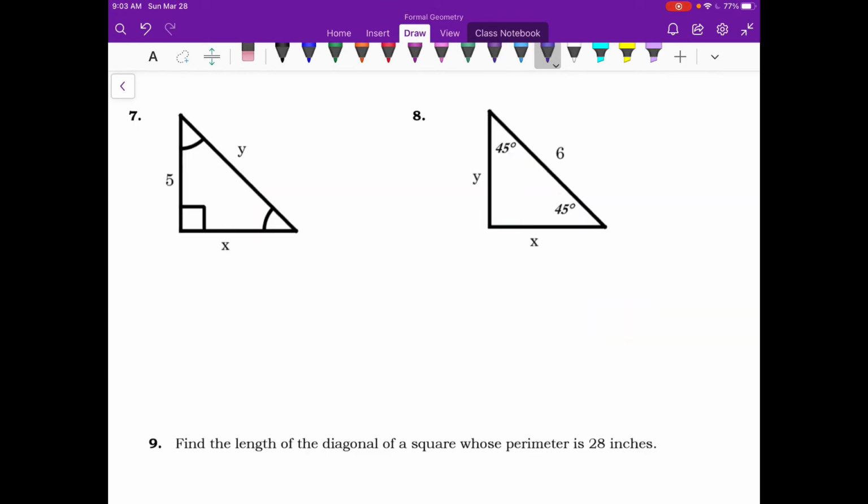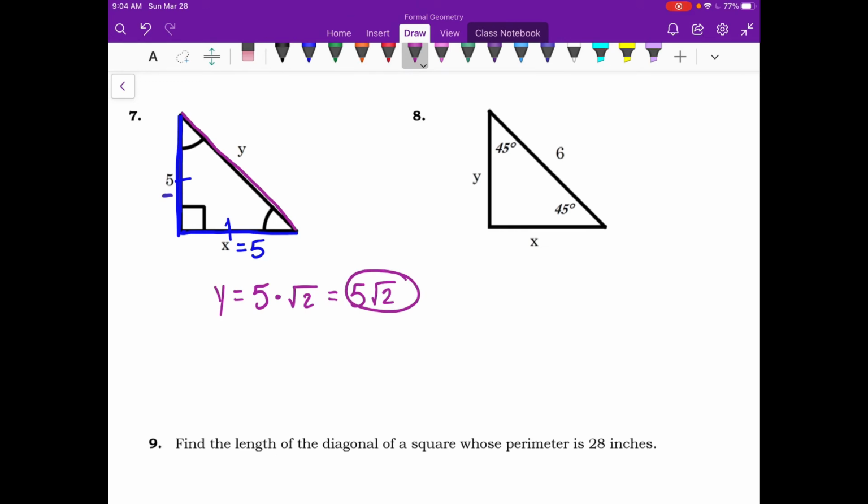Okay, for number 7, we have 2 variables with this one. So let's look at what we have first. We do have a leg length. We have this leg here. It's 5, which means my other leg is going to be equal to that, which means x is equal to 5 because the legs are equal to each other. Now to find my hypotenuse or my longest side, I needed to multiply that by square root of 2. So I'm going to take 5 and multiply it by root 2. And that's just 5 square root 2.